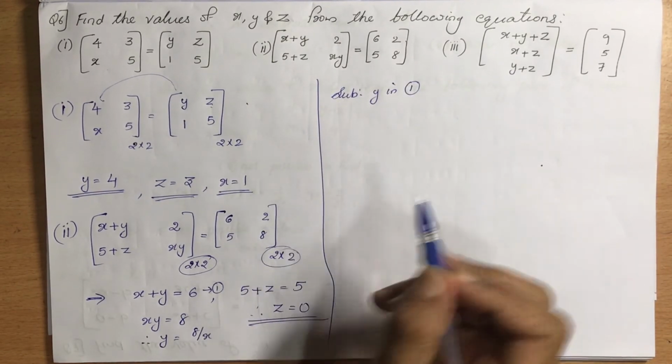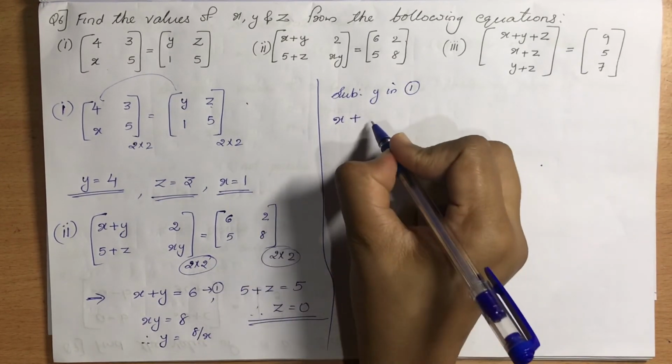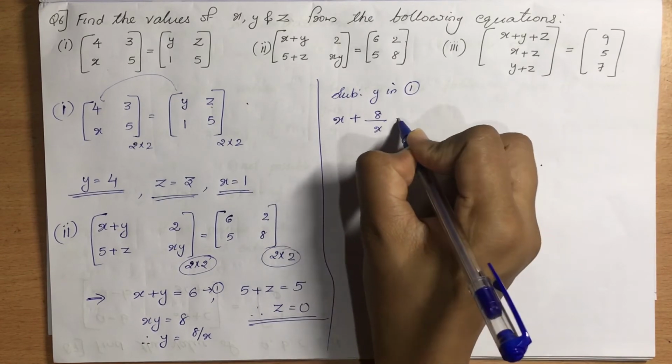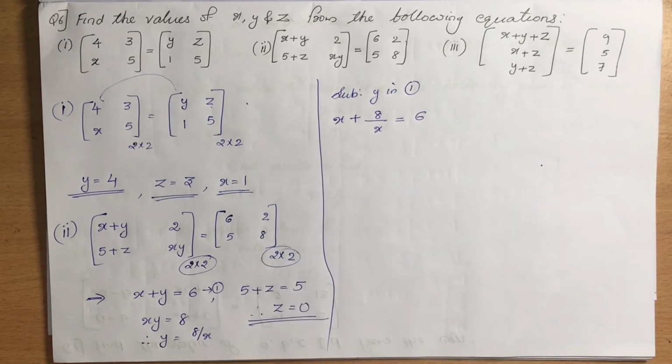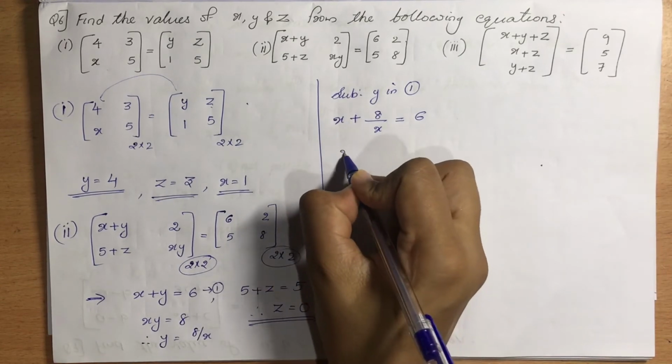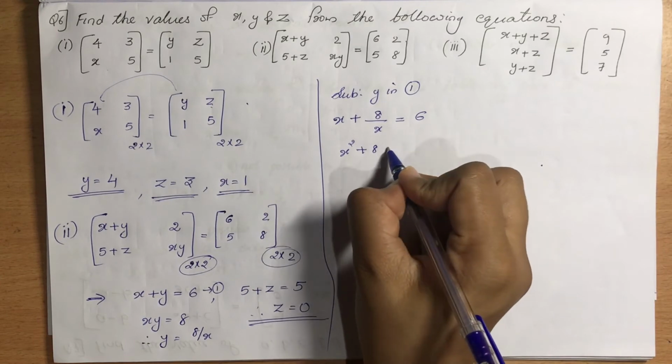So what is equation number 1? x plus y. Instead of y I can write 8 by x. 8 by x equal to 6. So this one we can cross multiply. x into x is x square plus 8, the whole divided by x equal to 6.